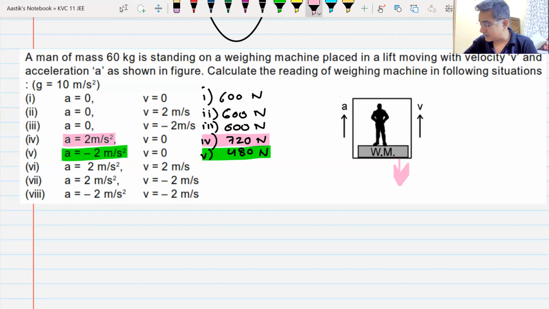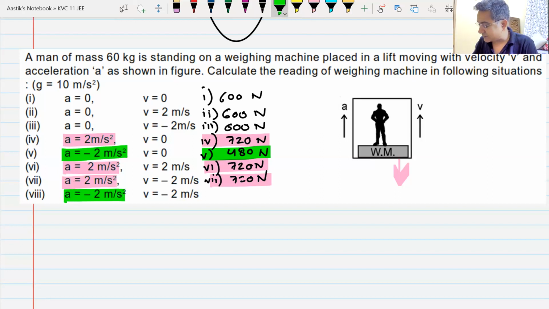Let us move on to the next case. 6th case. Acceleration is 2 meters per second squared. Velocity is 2 meters per second. What is the reading in the spring balance now? 720 newtons. Same case. It only depends on the acceleration because then you have to apply a pseudo force. Then we come to the next case. Acceleration is 2 meters per second squared. Velocity is minus 2 meters per second. What is the answer in this case? The answer in this case is also 720 newtons. Everyone is understanding this? Just have to apply pseudo force, nothing else.